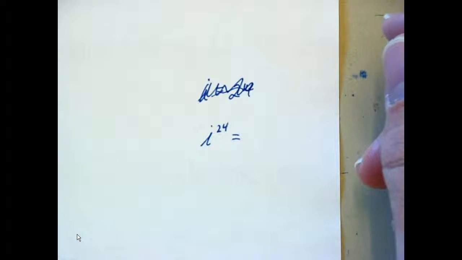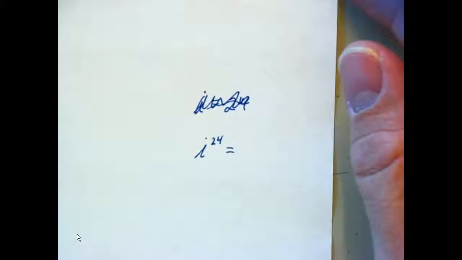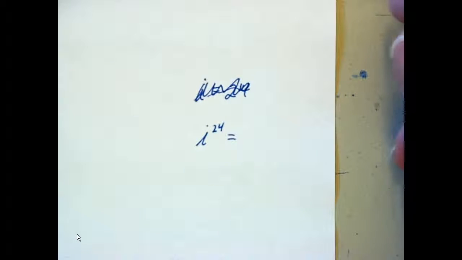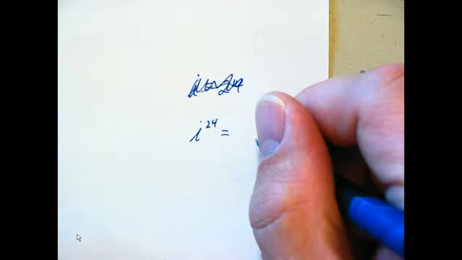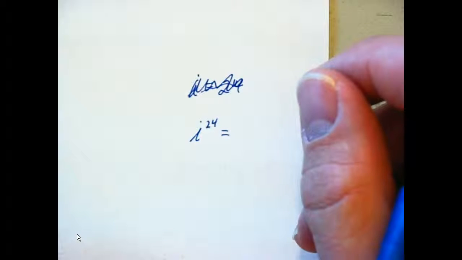Okay, on the count of 3, everyone say your answers. 1, 2, 3. 1. Oh, 1, 2, 3. Negative 1. Can anyone justify their answer? Yes, Riley. You can do i to the 4th times i to the 6th, which is 1 times negative 1. Hold on. i to the 4th times i to the 6th is i to the 10th.